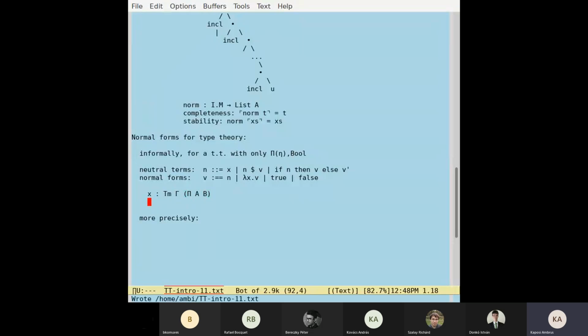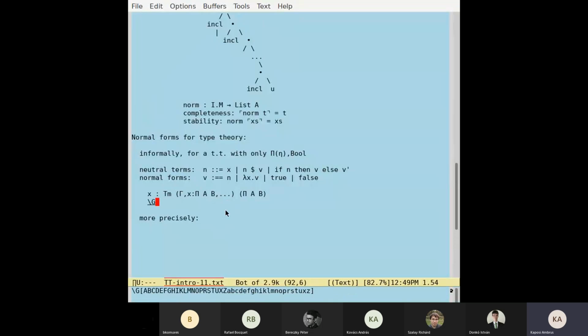But we can construct another normal form, and then this x will be a normal form, right? Because x is a neutral term. Okay, let me be a bit more precise. Here I have some gamma, here I have the variable x : pi a b, and then maybe I have some more stuff in the context. So x is a neutral term, and every neutral term is a normal form, so x is a normal form then, right? But I can construct another normal form which should be equal as a term to x.